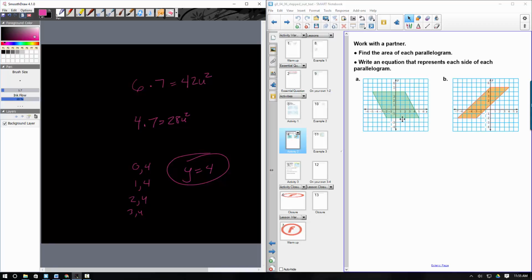This line down here is y equals -2, right? It's going through -2. Whatever the x value is, it doesn't matter. Y is always -2. So that's these two lines here.